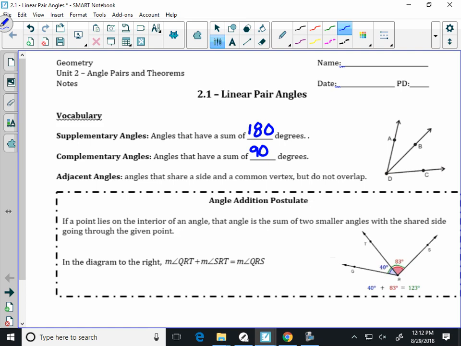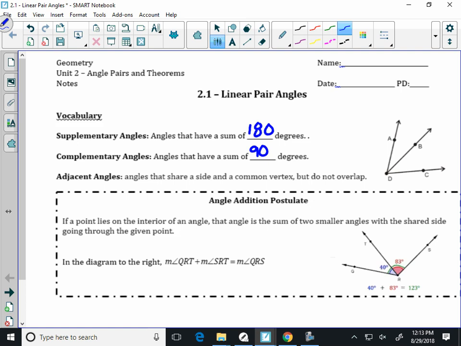Adjacent angles. When you hear the word adjacent, what does that mean? Close. Not diagonal. Right next to each other. That's what adjacent means. They're next to each other. So adjacent angles are literally that. They are angles that are next to each other. In other words, they share a side. Angles that share a side and a common vertex but do not overlap. In other words, they're just angles that are next to each other.